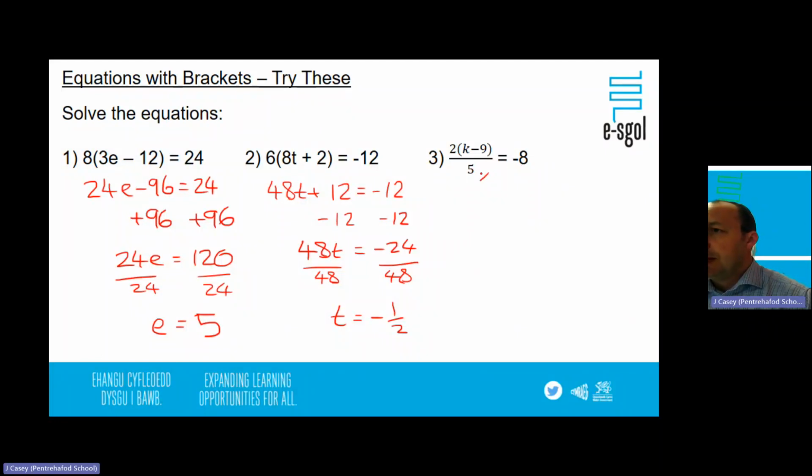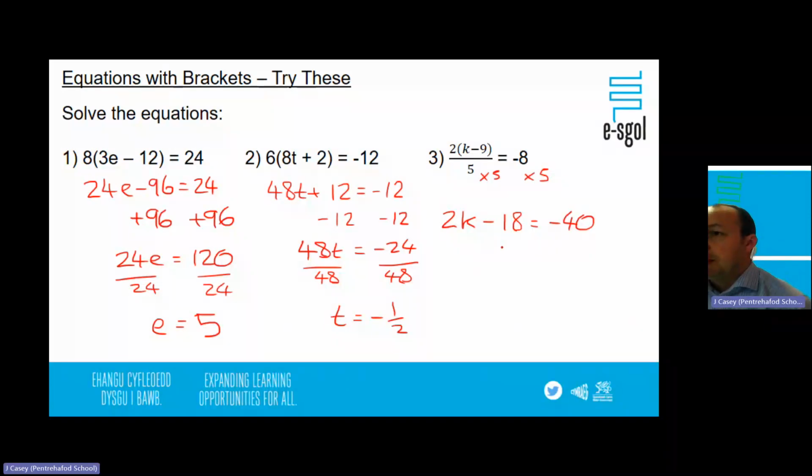So I'm going to get rid of that by timesing by 5, times by 5. But I'm kind of going to expand the brackets at the same time. So I'm getting rid of this 5 on the bottom. I'll expand the brackets to get 2k minus 18. And that is equal to minus 8 times 5, which is minus 40.